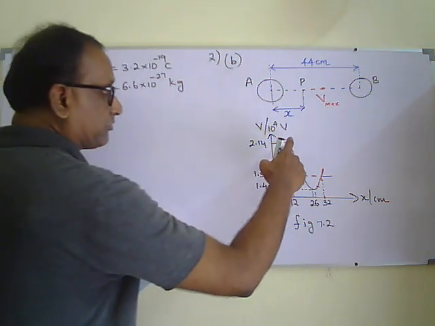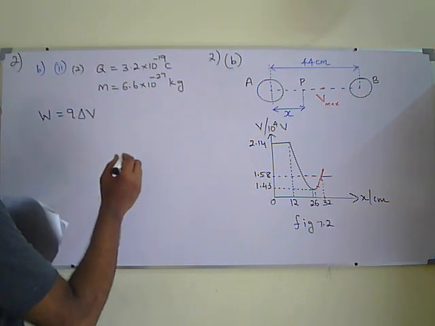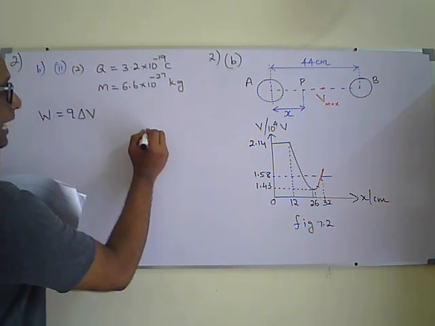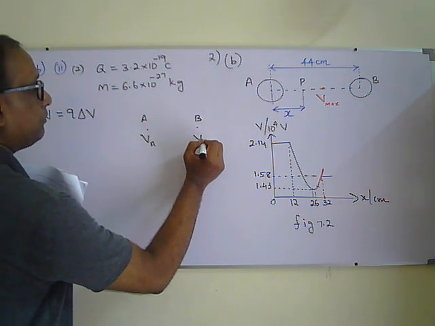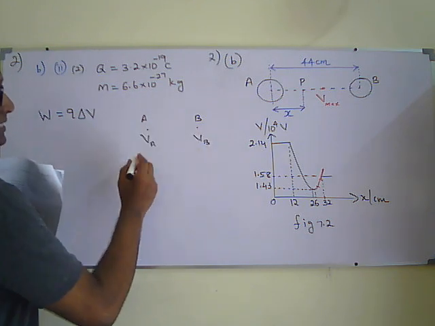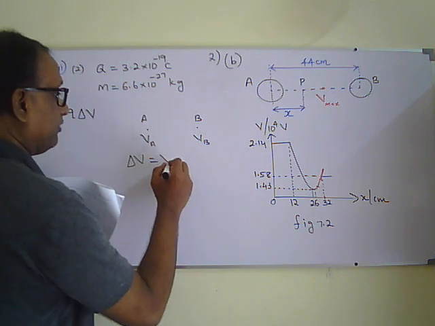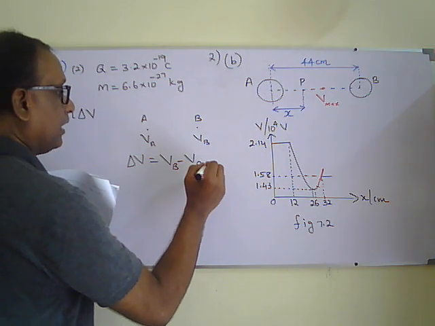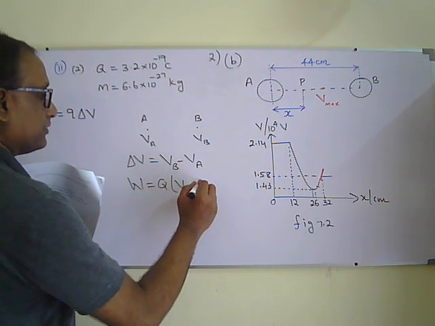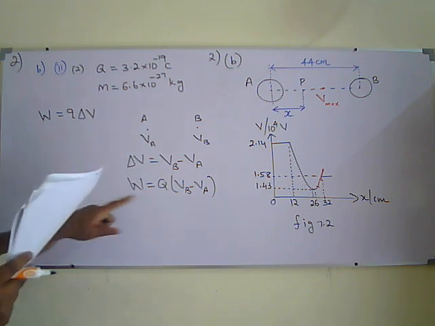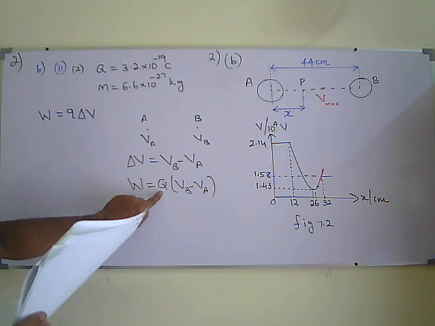The particle is moving from higher potential to lower potential. I told you that if a particle moves from A to B, where A and B are two points, the potential here is VA and this is VB. The potential difference is given by delta V, which is VB minus VA, and the work done should be W equals Q times (VB minus VA). A positively charged particle means you have to put a positive sign. If it is a negatively charged particle, substitute a negative sign.